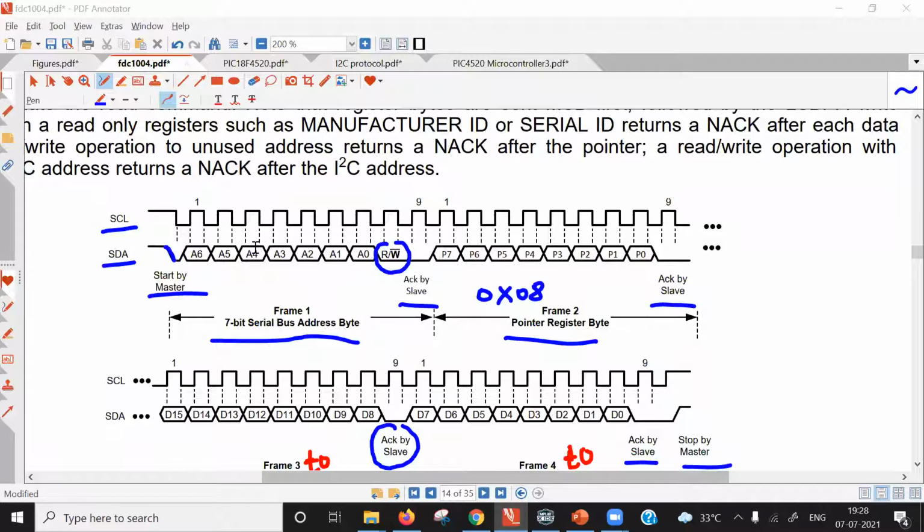That is the purpose of the RW bit. And a 7-bit address is required to identify the required slave device for read or write operation. So there may be multiple slave devices connected to the I2C bus.